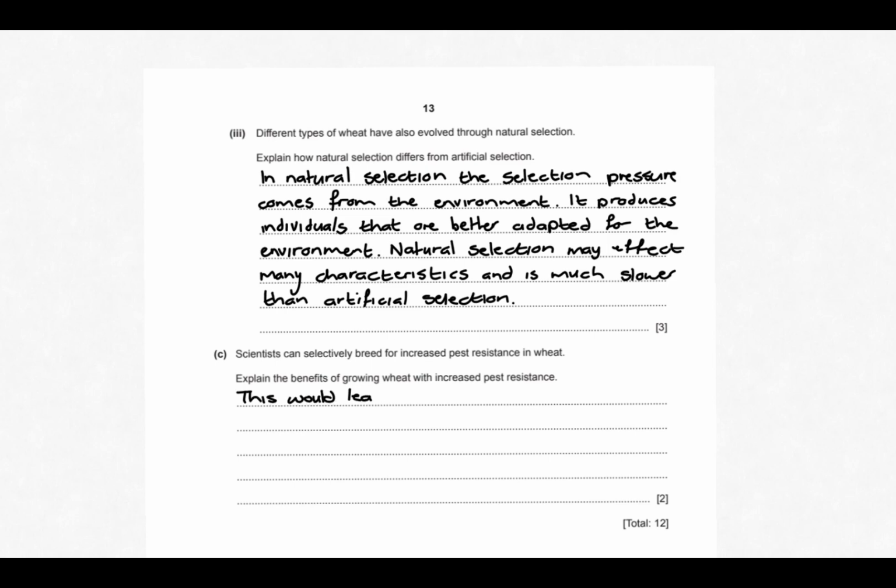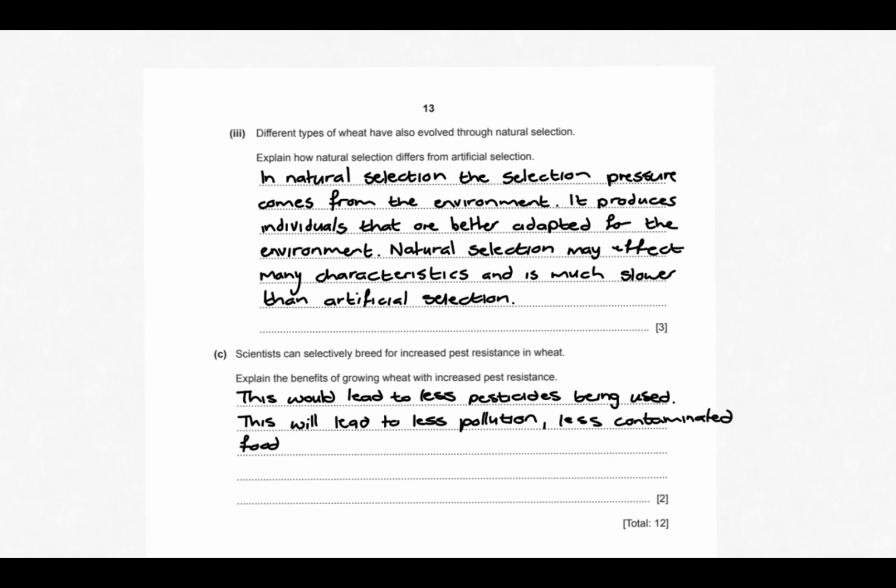So this could lead to less pesticides being used. This will lead to less pollution as pesticides cause pollution. When less pesticides are also used, it means that less contaminated food will be produced. This will lead to improved health in humans. And because most pest-resistant plants don't actually kill the pests but just deter them, by using less pesticides, we increase the amount of biodiversity in the area as well.